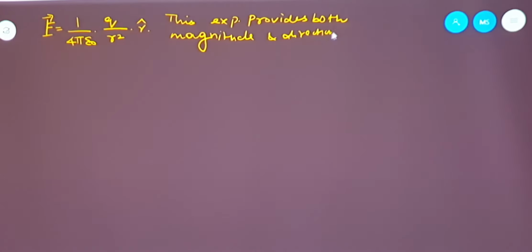What about the magnitude then? Magnitude is modulus of E vector, which is equal to 1 divided by 4 pi epsilon 0, Q by R square. What about the direction? In order to study the direction, as well as some of the major facts regarding this electrical field, we are going to study this in this video.